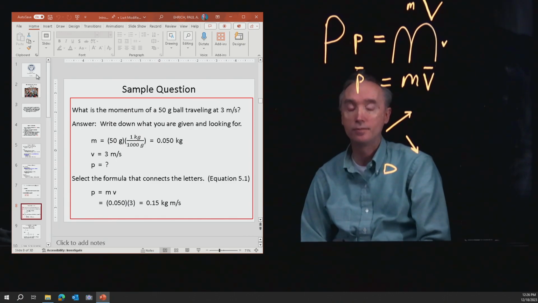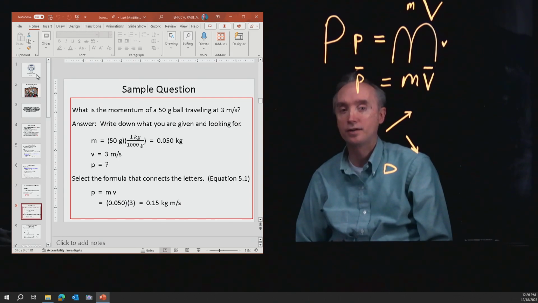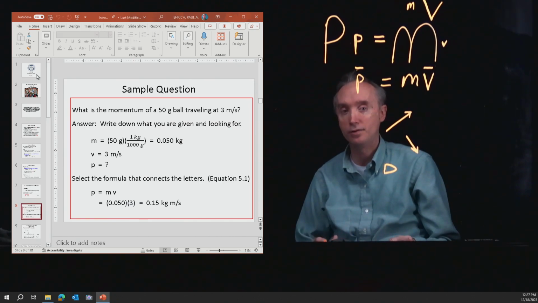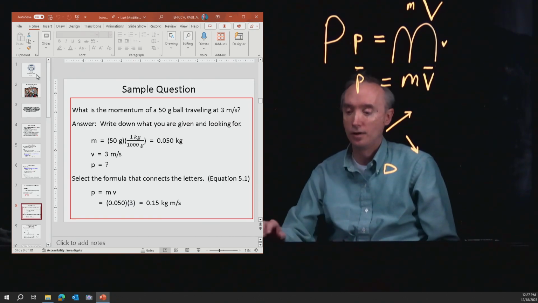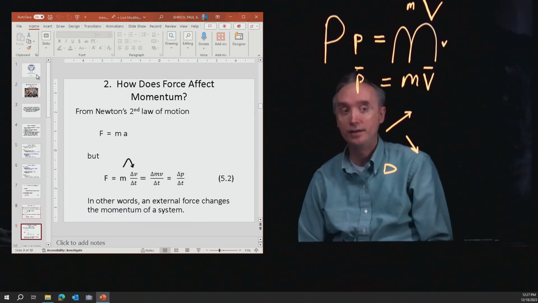So we're going to plug our numbers into the formula, and it turns out to be 0.15 kilograms meters per second. Notice it doesn't have a nice metric unit like, for example, the Newton is the unit of force. The official metric unit for momentum is called the kilogram meter per second. Okay, so now what we want to talk about is how momentum is related to force, and we'll do that in our next segment.